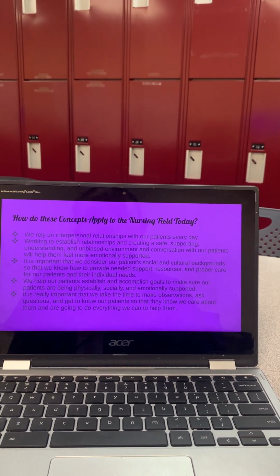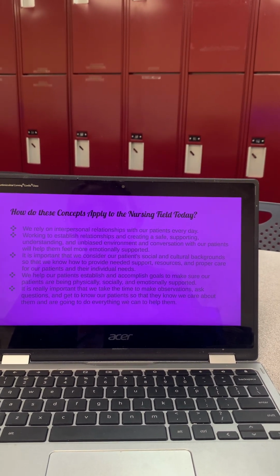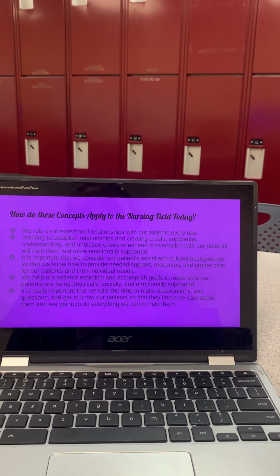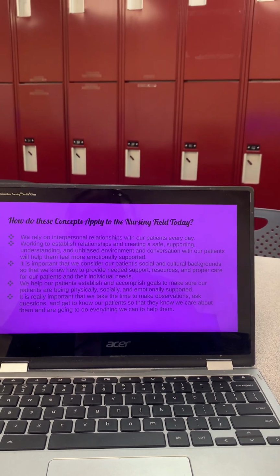And then lastly, it's important that we take time to make observations, ask questions, and get to know our patients so they know we care about them and are going to do everything we can to help them. So that is the interpersonal relations theory.